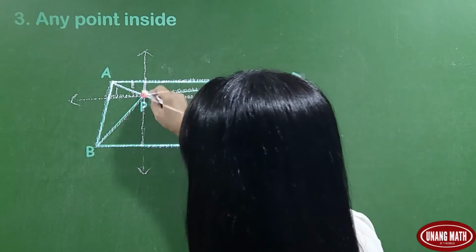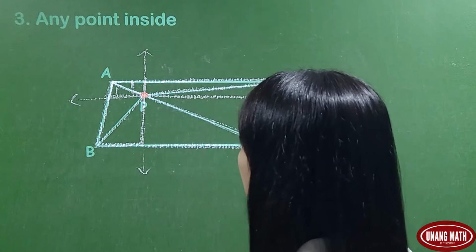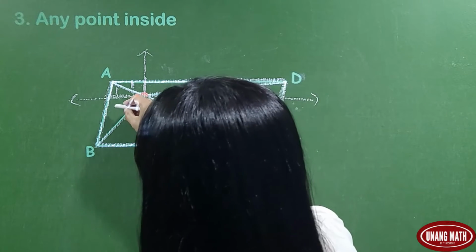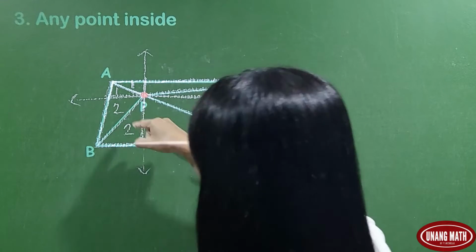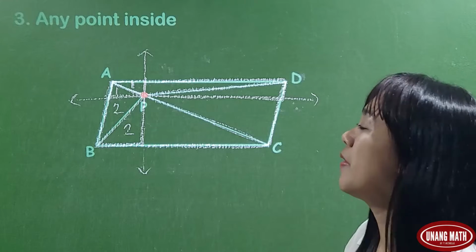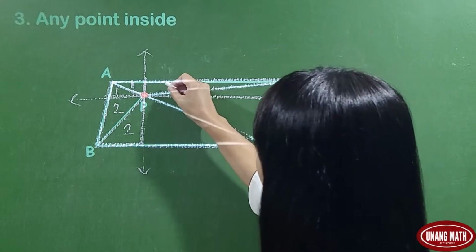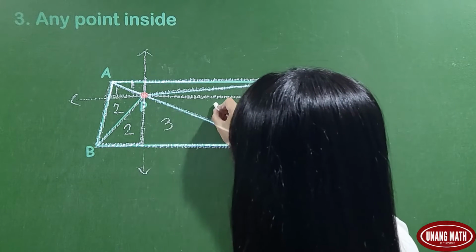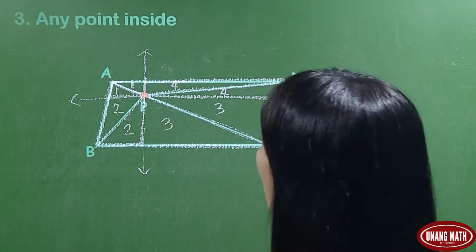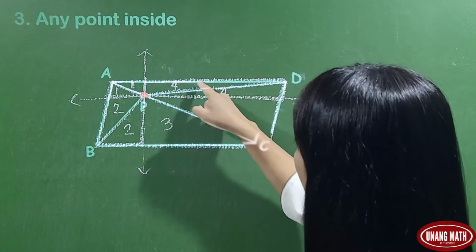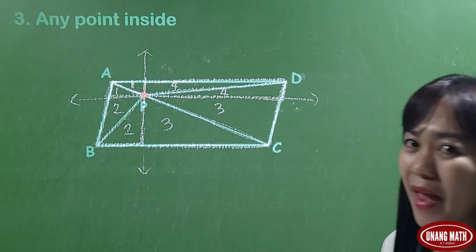Okay, how about here? We also have another parallelogram here. So if this is 2, then this is also 2. They are equal in measures, or they are equal in areas. Okay, if this is 3, then this is also 3. And if this is 4, then this is also 4. So same areas, same areas, same areas, same areas.